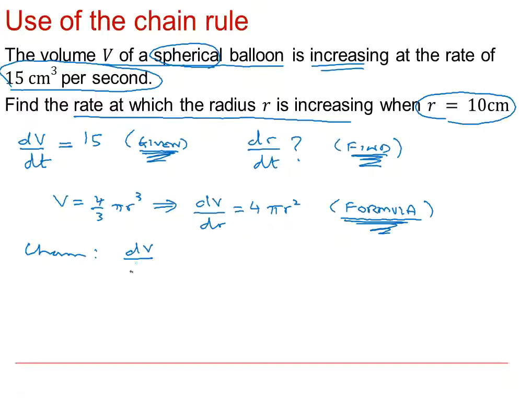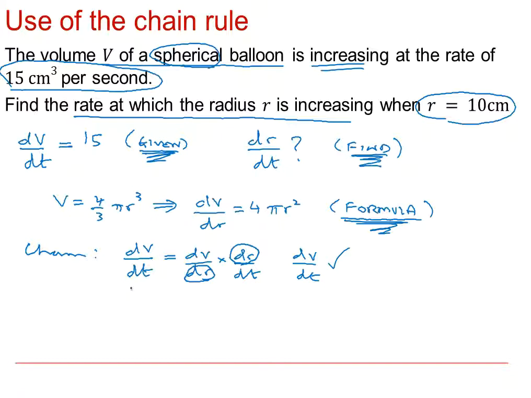So that would be the rate dV by dt is differentiate V with respect to r times the derivative of r with respect to t. Thing to notice here, to just check you've got everything in the right place, if you imagine these dr's cancelling out, you would be left with a dV on top and a dt underneath. So that's a quick way of checking everything's in the right place.